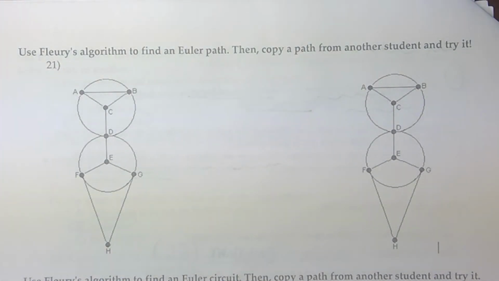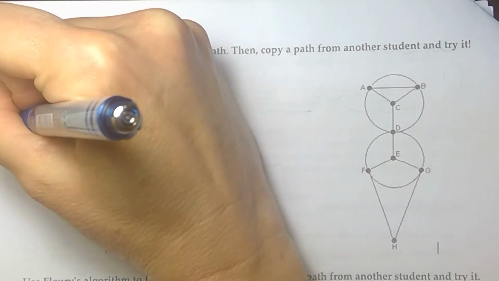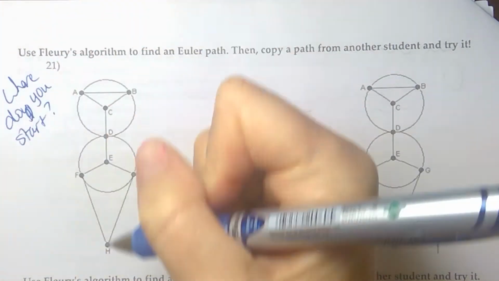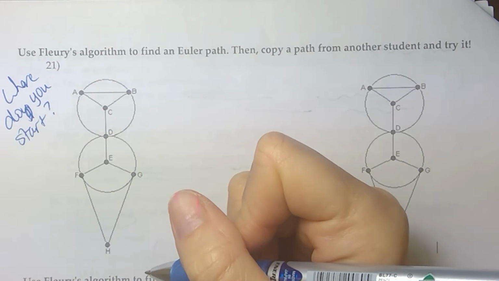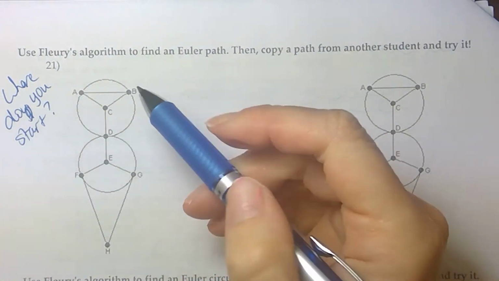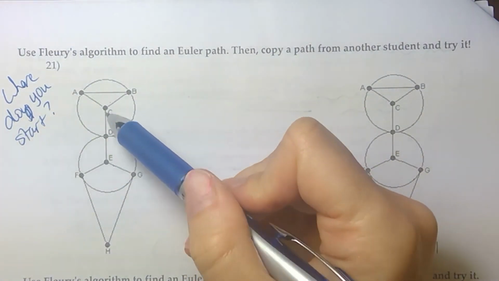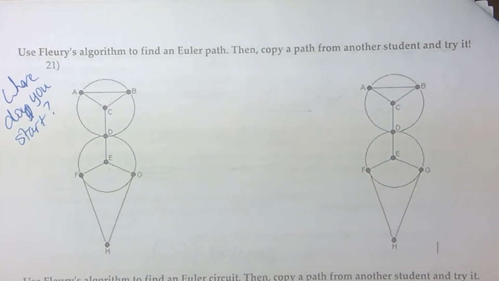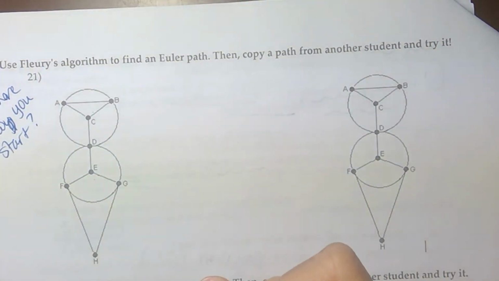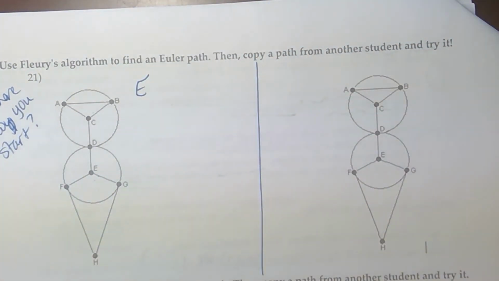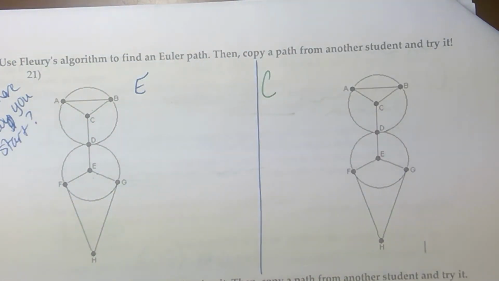So if I'm finding an Euler path, where do I start? That's my first question. Where do you start? Well, if I'm looking for an Euler path, I'm going to start at an odd vertex. What are my odd vertices? E and C are my odd vertices. They are degree 3. The other vertices all have even degrees. So I'm either going to have to start at E or I'm going to start at C. So for this path, I'm going to start at E. And then over here, I'm going to do a path where I start at C.